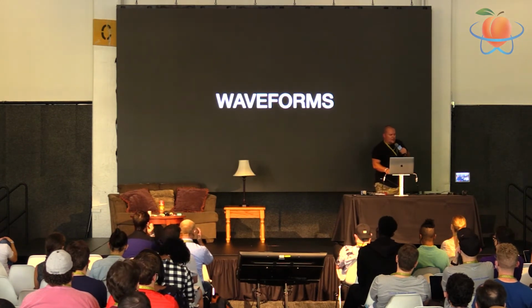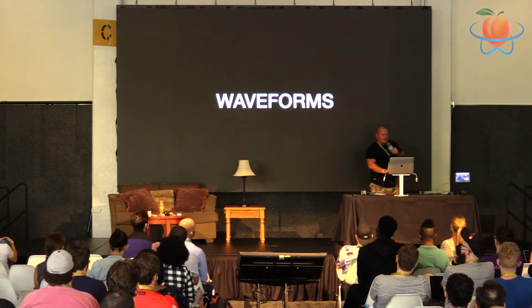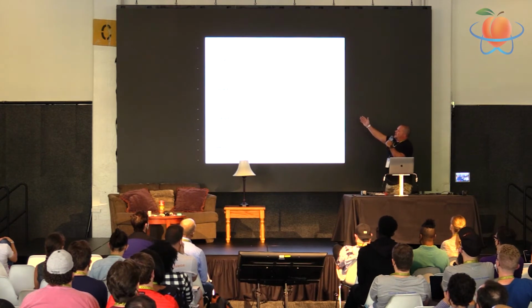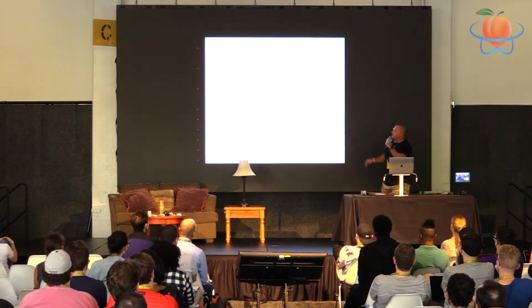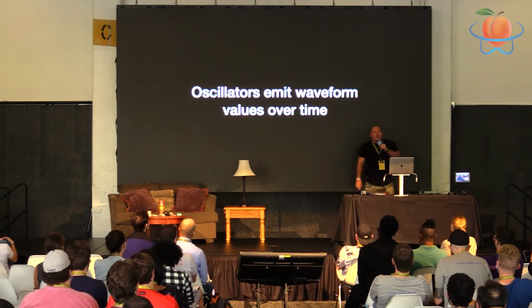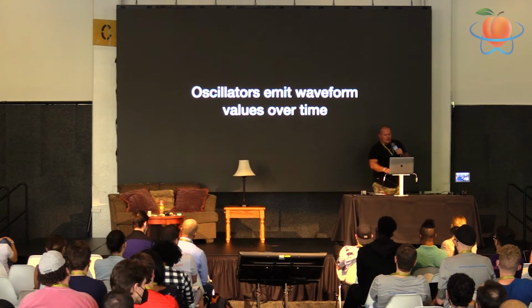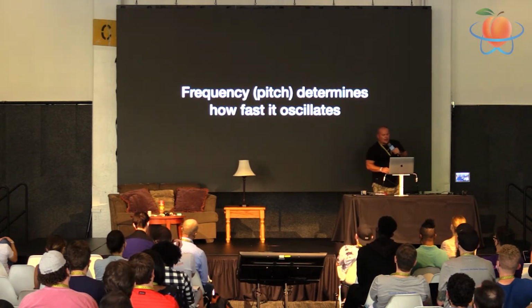And then you have waveforms. I showed before we have sine, and then we went to the sawtooth. There's a couple basic ones, like sine, square, triangle, sawtooth, if you're into dubstep, that sort of thing. And what they do is they emit waveform values over time, these oscillators. And time is a big component in all the calculations for all of this.